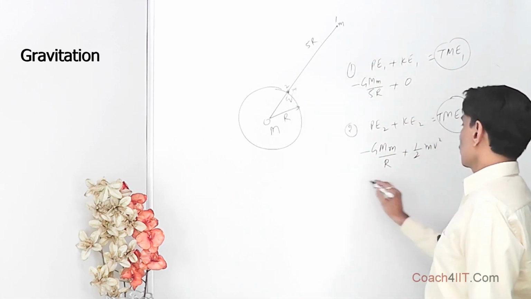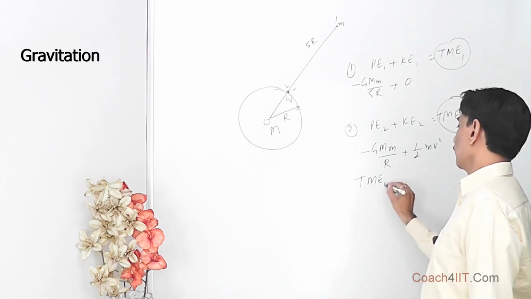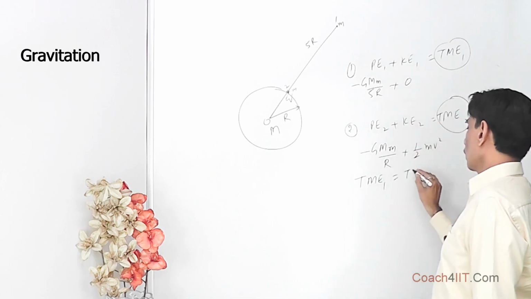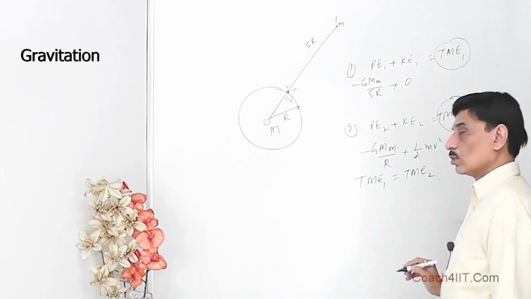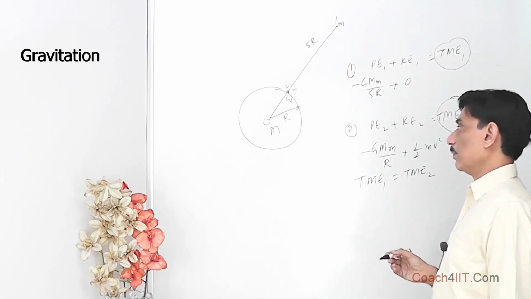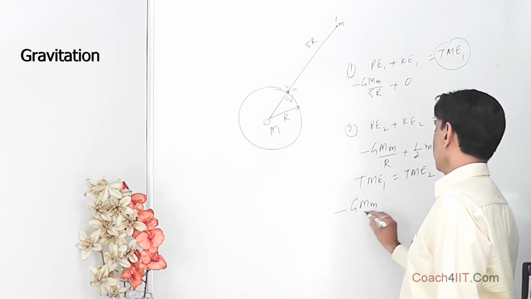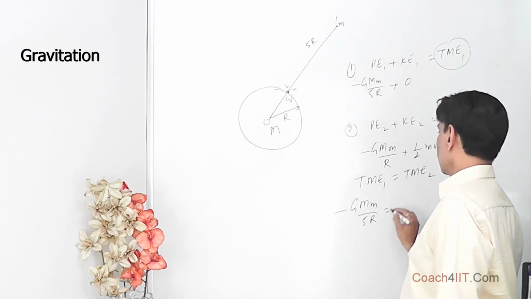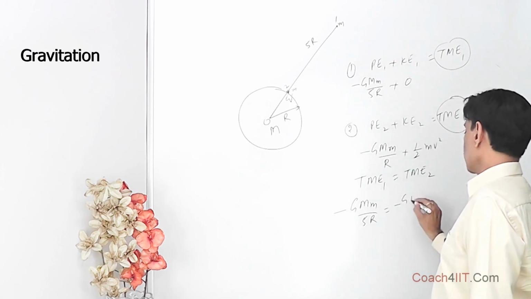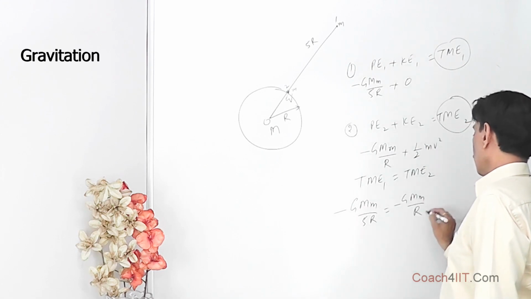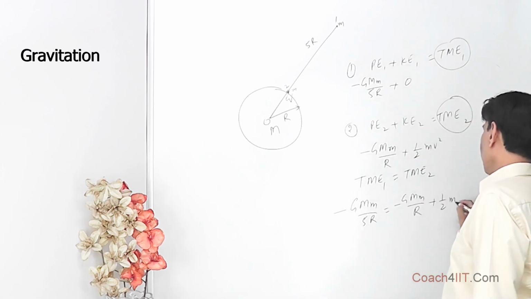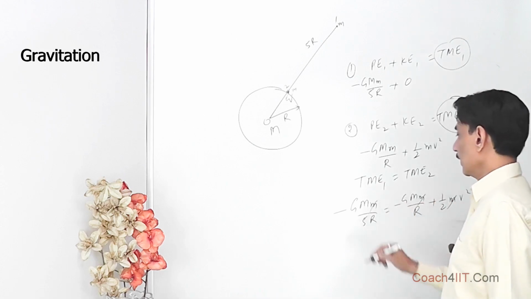Now we say total mechanical energy for configuration 1 is equal to total mechanical energy for configuration 2. We are applying the conservation of mechanical energy principle. So it comes out to be minus GMm upon 5r is equal to minus GMm upon r plus half m v square. M and m get cancelled.